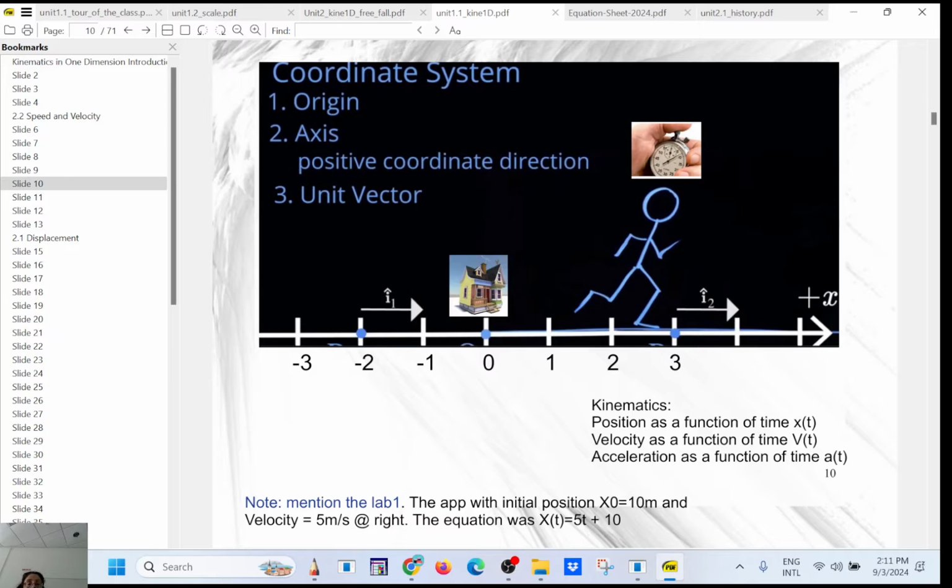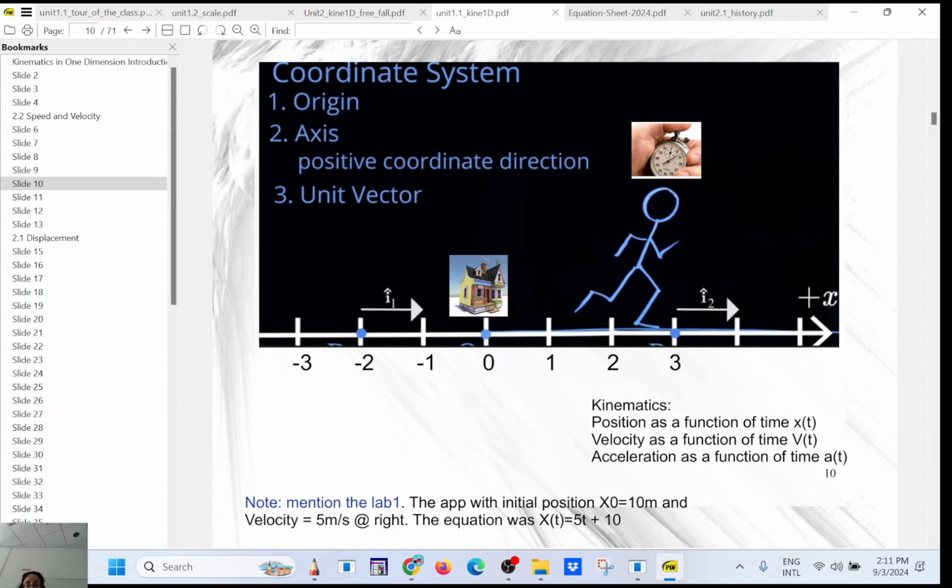Okay? We're going to talk about velocity. That will be also a vector. It will be a function of time, and we will talk about acceleration. It is also a vector, and time is a scalar.